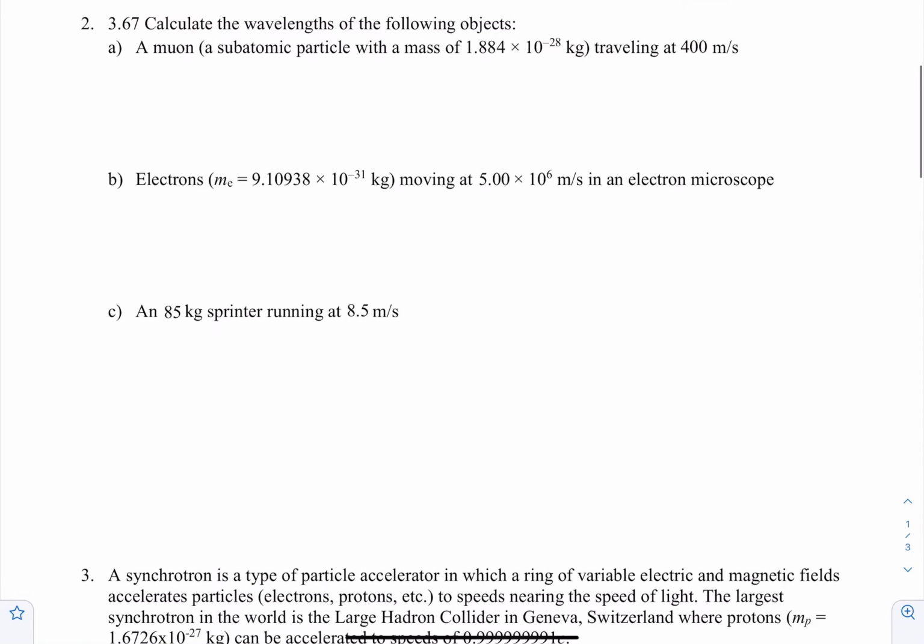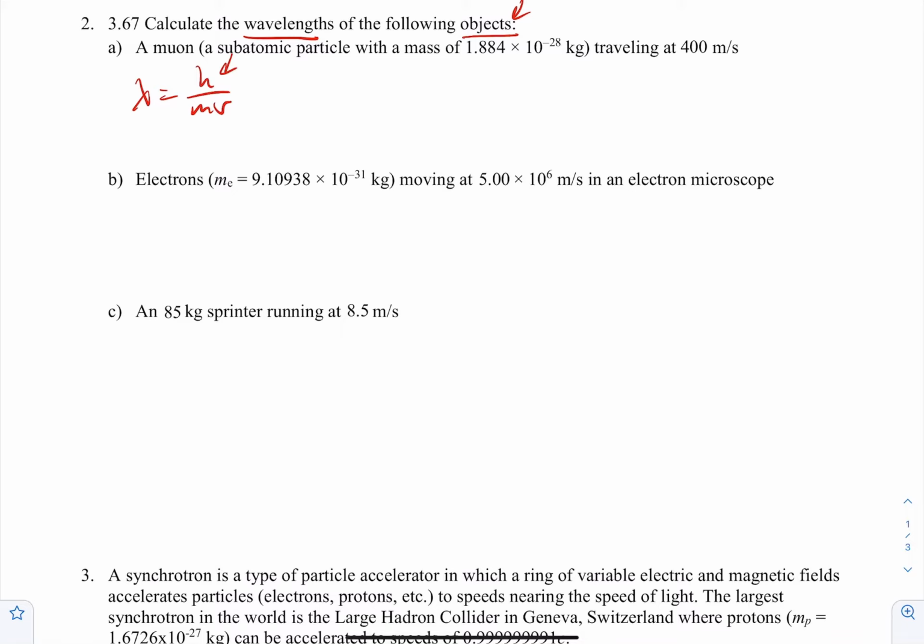All right, number 2, calculate the wavelength of the following objects. Okay, wavelengths of the following objects. Notice they didn't say of some particular photon or particular wave, they didn't give you any frequencies, right? So we're not dealing with the speed of light or anything like that here. So we're using the de Broglie equation again.